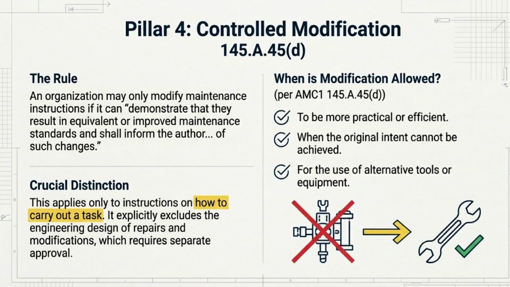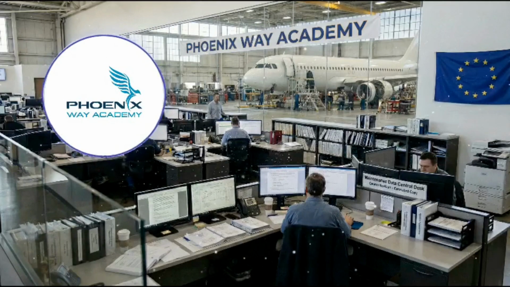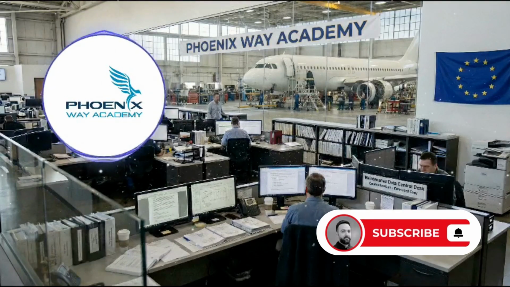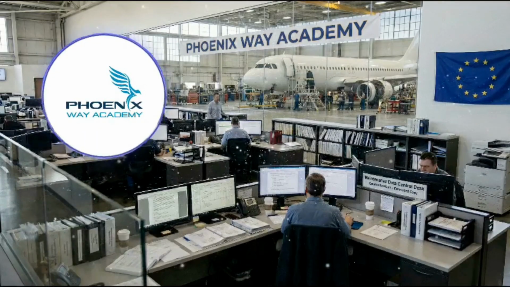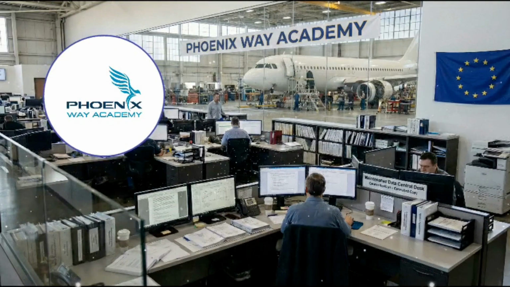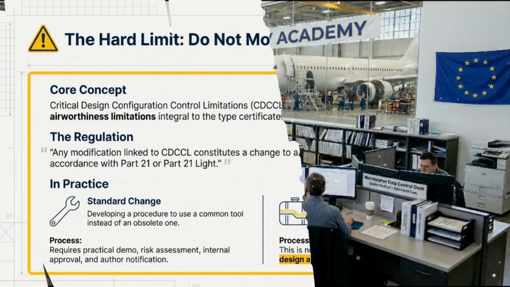It's quite detailed. The reference procedure should address the need for a practical demonstration to the compliance monitoring personnel. Depending on the nature of the modification, a risk assessment may be required. When satisfied, the compliance monitoring personnel should approve the modified maintenance instruction and ensure that the author is informed. It also mentions needing traceability, paper or electronic, and that modified instructions should only be used in specific cases. A, where the original intent can be carried out in a more practical or more efficient manner. B, where the original intent cannot be achieved. C, for the use of alternative tools or equipment.